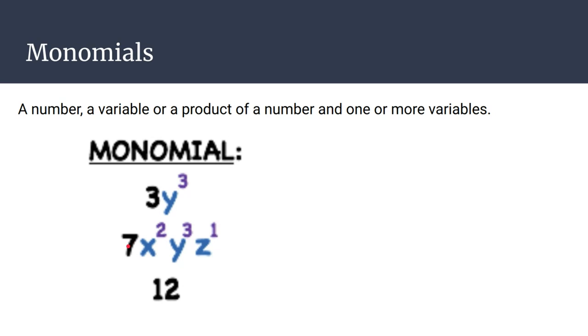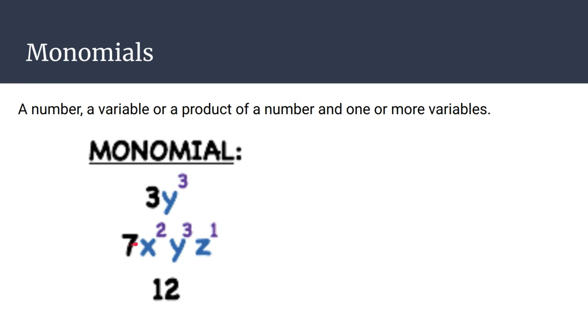Another example is 7 times x squared times y cubed times z to the first. Another way to write this z to the first is just by writing z. You can keep that 1. It can be there or it can't be there. It means the same thing.